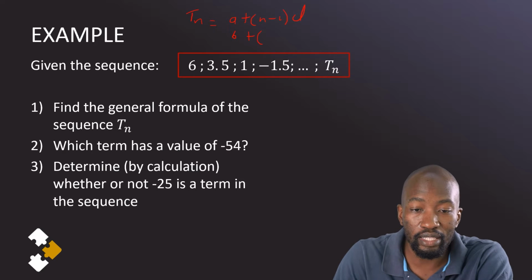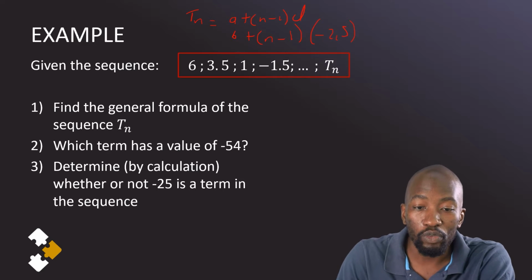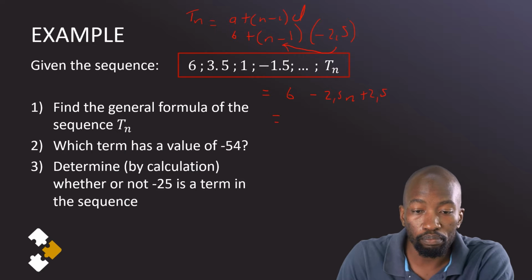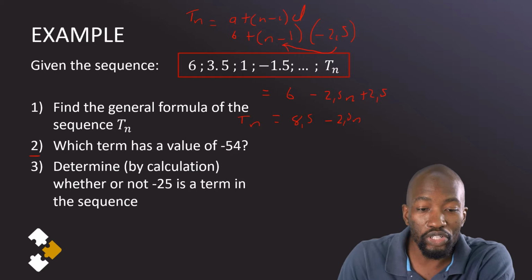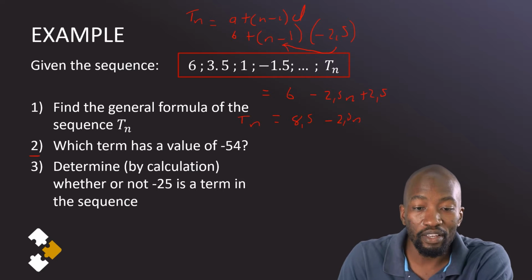It's 6 plus n minus 1. And what is the common difference here? We know it's minus 2.5. Now, we just write that in order. So this will be 6 minus 2.5n plus 2.5 because this multiplies n. So this will then be 8.5 minus 2.5n. This is our Tn.